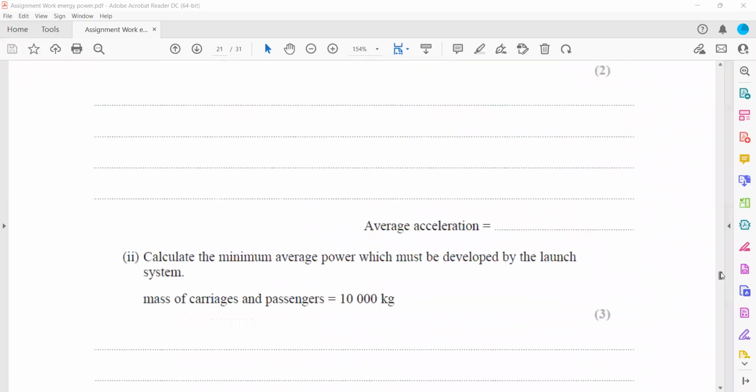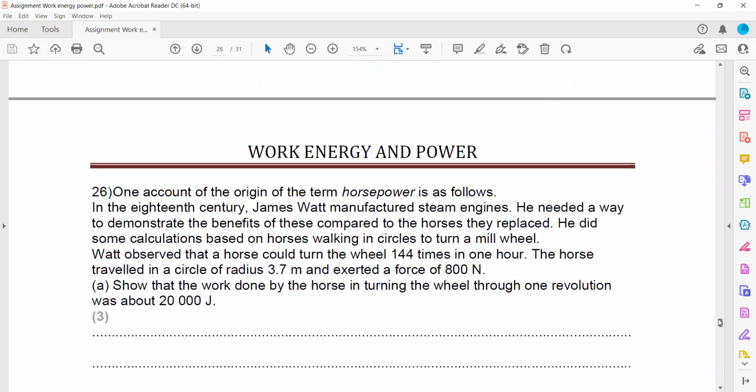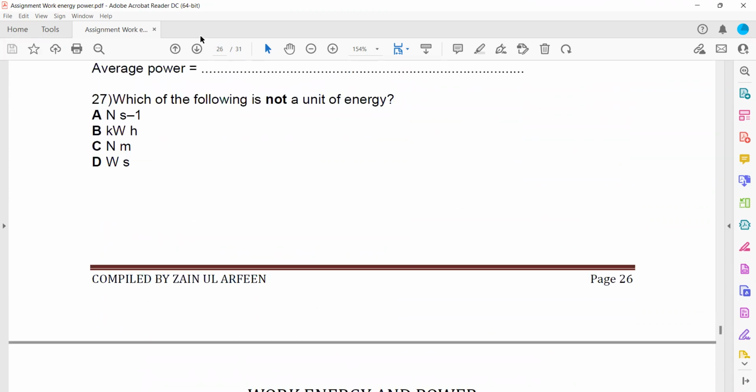So next up is question 27. Which of the following is not a unit of energy? So when we work it out, the first one is written Newton second inverse. The second one is kilowatt hour. The third one is Newton meter, and the fourth one is watt second.